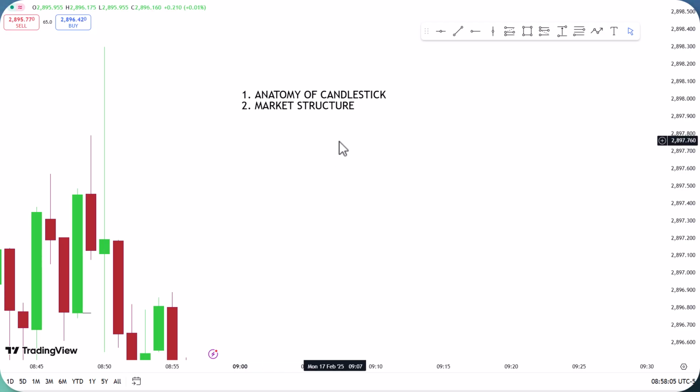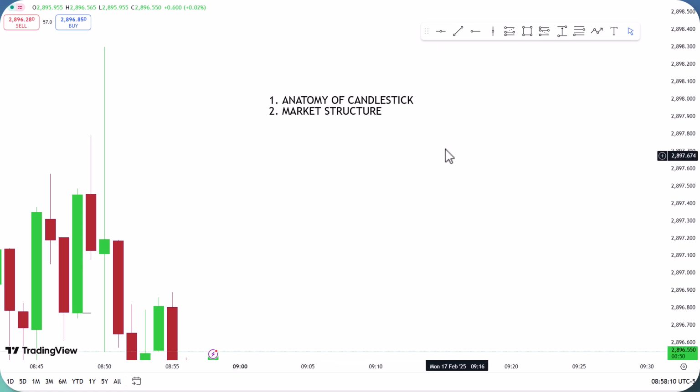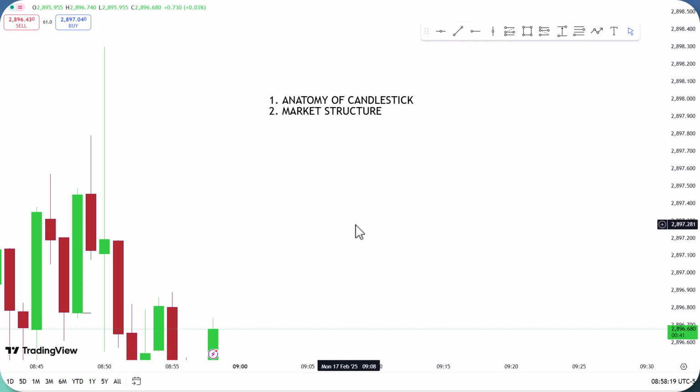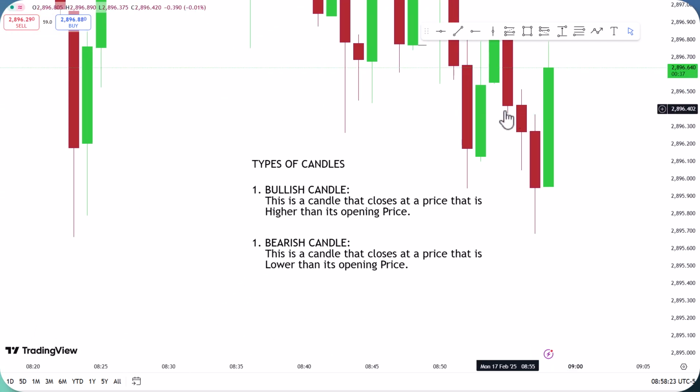In this video, we're going to be talking about two things: anatomy of a candlestick and market structure. So the video is going to be divided into two segments. And if you already know about the anatomy of a candlestick, you can just go right ahead and skip to the market structure part. So first things first, there are two types of candlesticks.